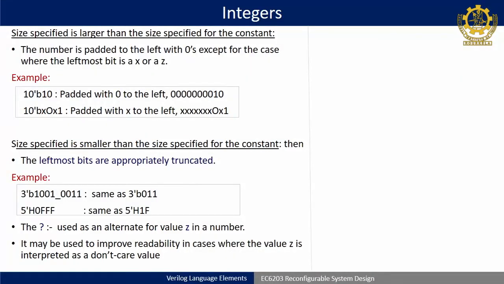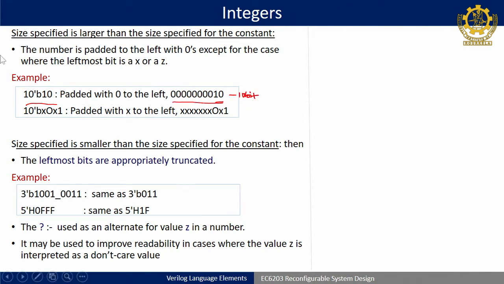Then coming to integers, if the size specified is larger than the size specified by the constant, let us say here I have taken 10'b10. The constant is binary 10, but the size is 10. So it is simple: the number is padded with the corresponding zeros on the left side. If you count, another 8 zeros have been put, so that the total is now 10 bit.